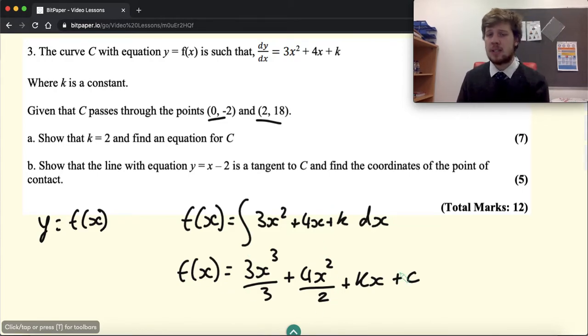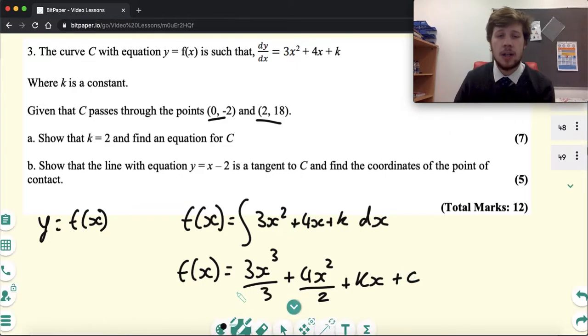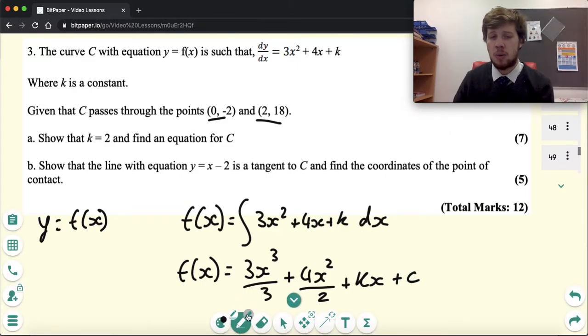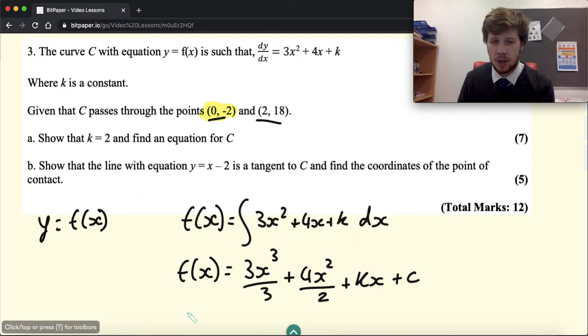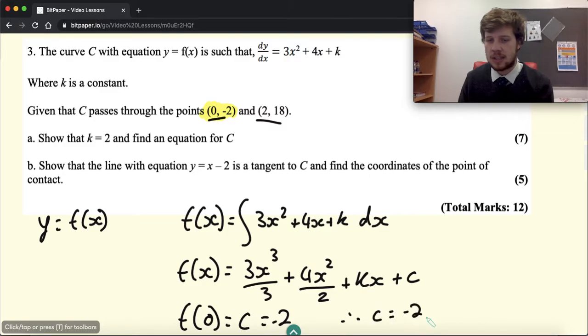And now from this point, it's not immediately obvious what I need to do. So what I'm going to do is think about, well, what have they given me now? They've given me a point, which is 0, negative 2. So I'm just going to try that and see if I could work out anything. So when x is 0, y is equal to negative 2. So I know that my f of 0 is going to be equal to, well, this goes to 0, this goes to 0, this goes to 0. So I'm left with c, and I know that my y value should be negative 2, so therefore c is equal to negative 2.